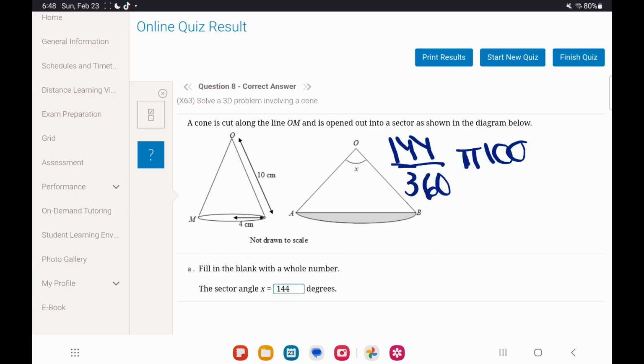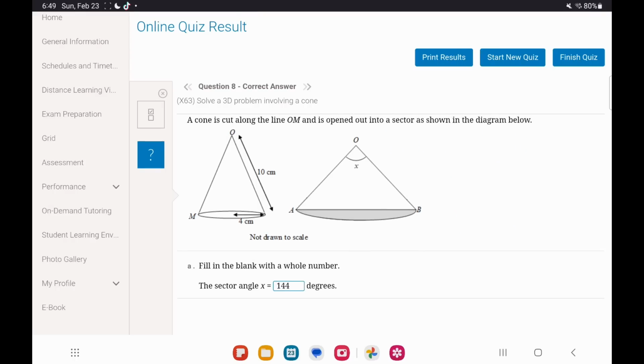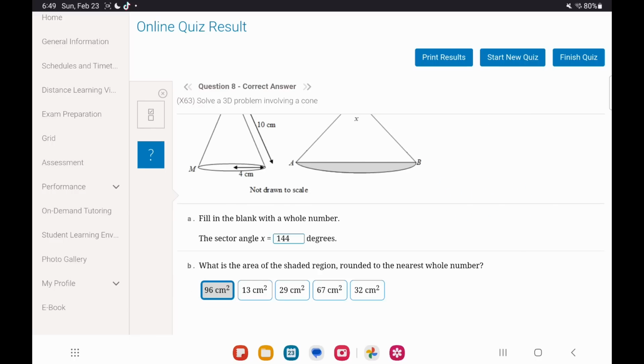So we do 40 pi minus the number we got, okay? So let me go back to the number. So answer minus 40 pi. Wait, sorry. I get 96.2, okay? But here, all of our answers are rounded up. So 96.2, it rounds up to 96. So that's your answer.